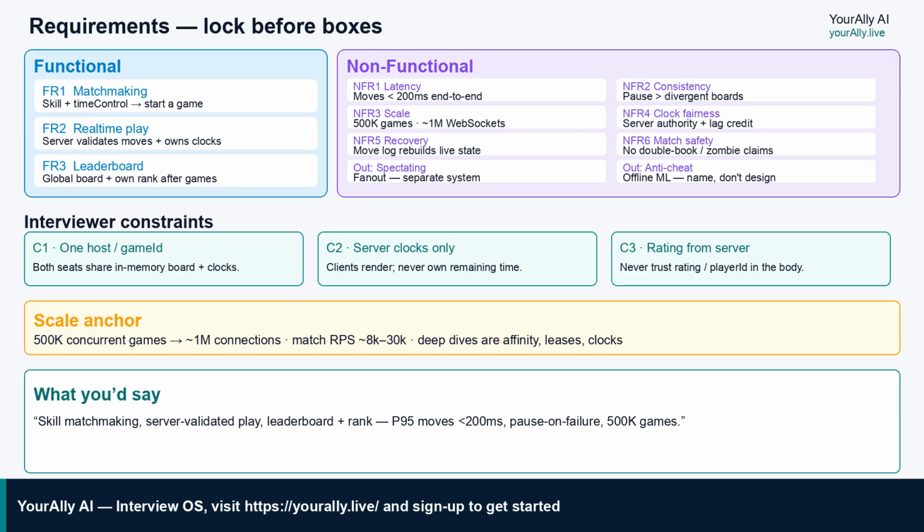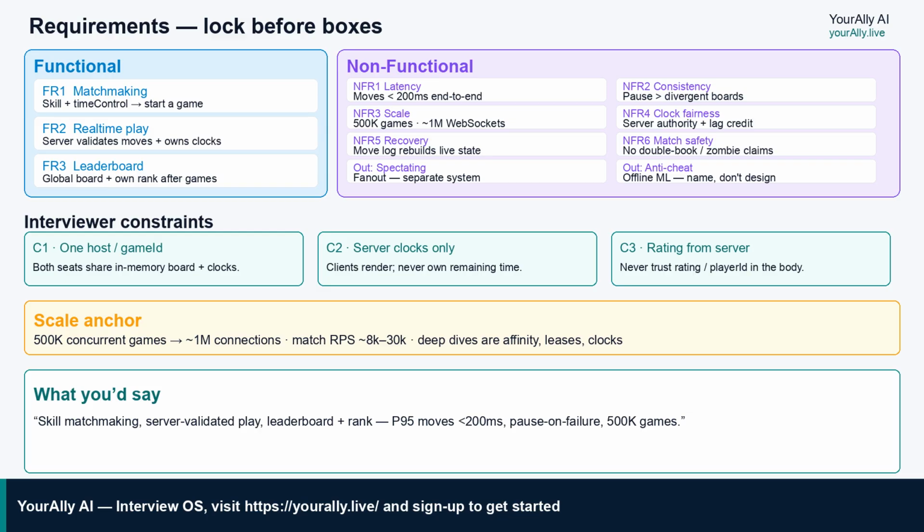What you'd say, assuming skill matchmaking, server validated real time play, leaderboard with own rank, P95 moves under 200 milliseconds, 500k games, and pause on failure. Next, APIs and entities. Hold the line on below the scope items when the interviewer pokes, acknowledge spectating and anti-cheat, then return to the three FRs.